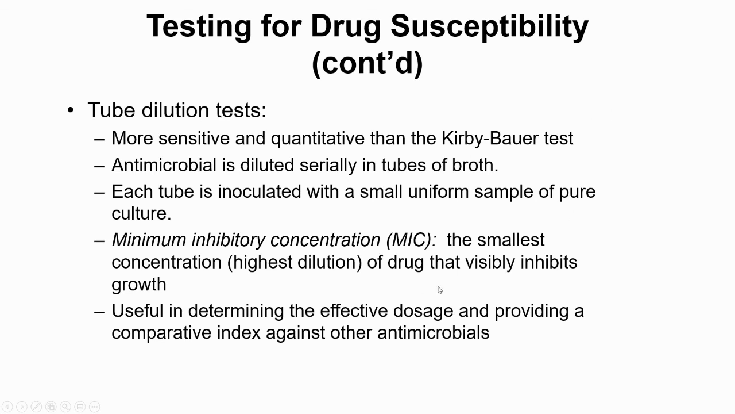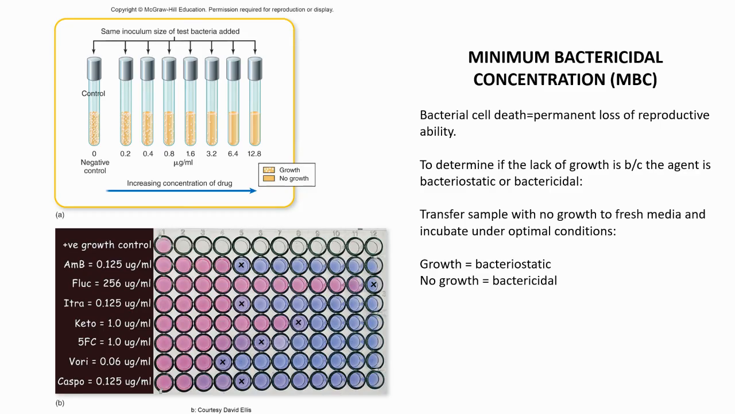My tube dilution test is more sensitive and quantitative than the Kirby-Bauer test. I serial dilute that antimicrobial in the broth, in each broth. I inoculate, I incubate. The smallest concentration of drug that visibly inhibits growth is my minimum inhibitory concentration. To determine my minimum bactericidal concentration, my MBC, what I would do is find my minimal inhibitory concentration, and then I would transfer a sample of this. I know there's no growth in this tube.